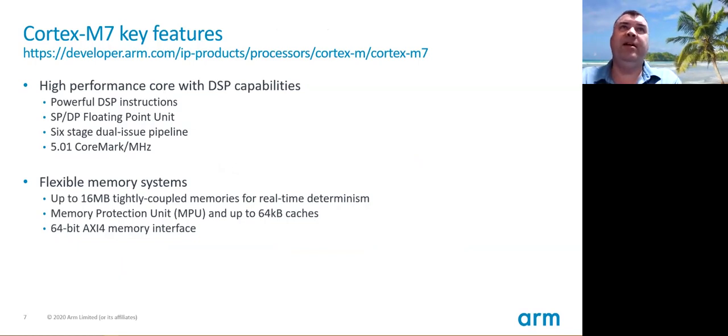So today we'll really be considering the differences between the Cortex-M7 and the Cortex-M55. The Cortex-M7, as I said, is the highest performance of the Cortex-M families in terms of raw execution throughput. This is mainly due to a 6-stage dual issue pipeline in its architecture, and this results in a CoreMark score of over 5 CoreMarks per megahertz. So in terms of general throughput, this is the best of the Cortex-M family.